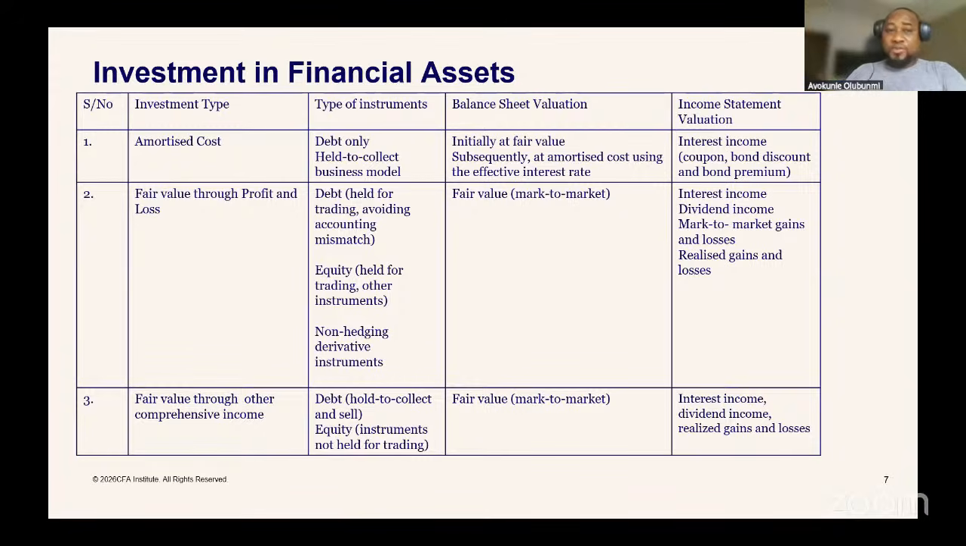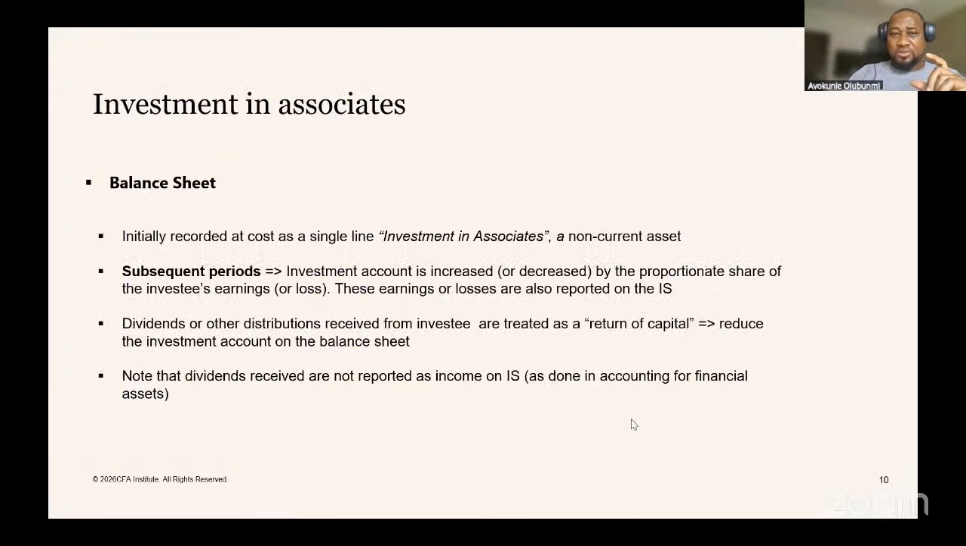Then for fair value through profit or loss or fair value through OCI, like I said, you mark those to market. If it's fair value through profit or loss, the mark-to-market gains or losses go into the income statement. And if it's fair value through OCI, that difference goes into your what? Your OCI. Okay. Tolu, I hope you are fine now. Let me know if you still have some other questions.